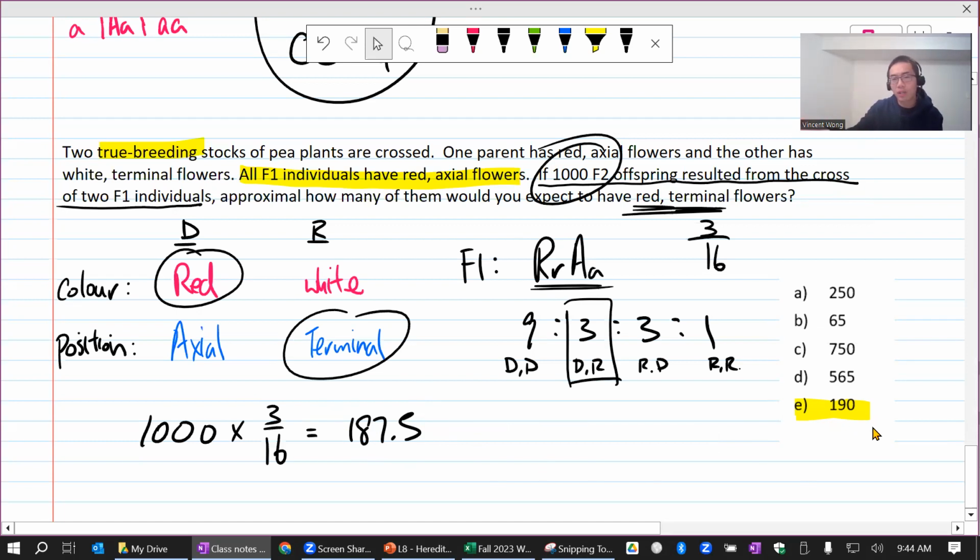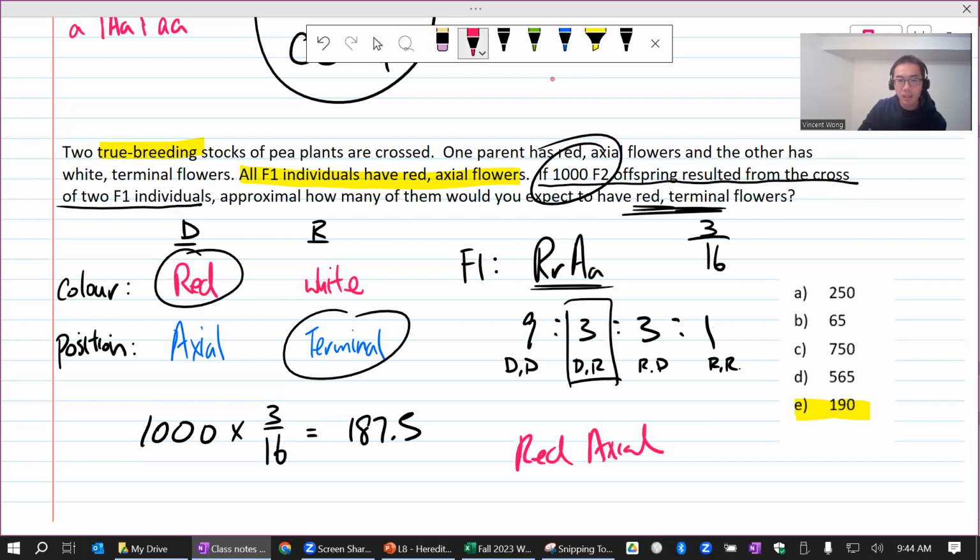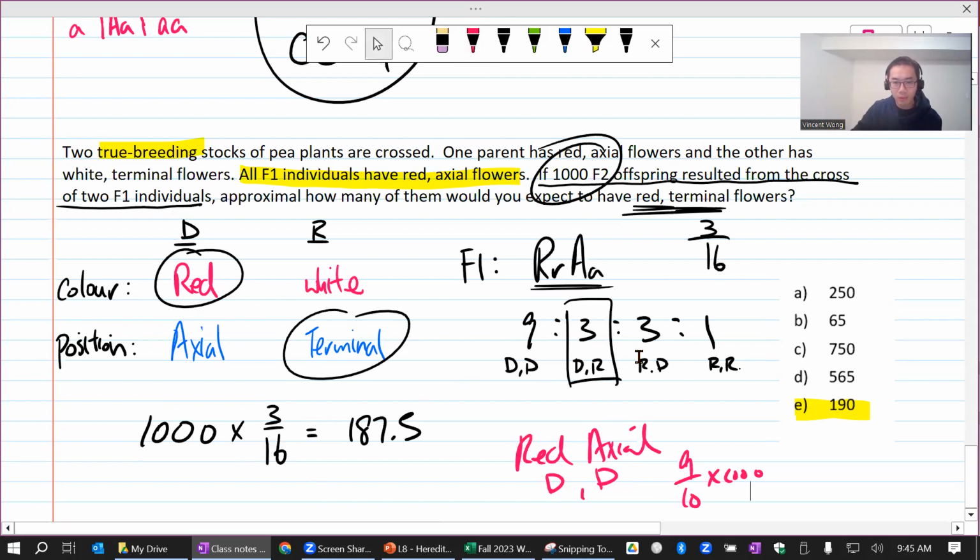Okay, so a question like this should take you no more than 1 minute on the test. If they ask you for red and axial, you should be like, oh, okay, red and axial. This is dominant, right? Dominant is 9 over 16, so 9 over 16 times 1,000. That's all you have to know: to figure out what trait is dominant and what trait is recessive, and then to realize it is 9331, and be done with it.